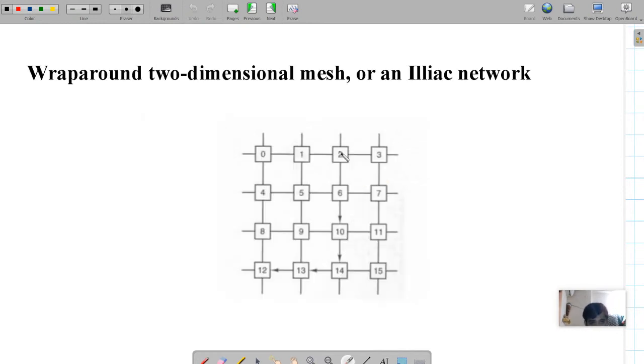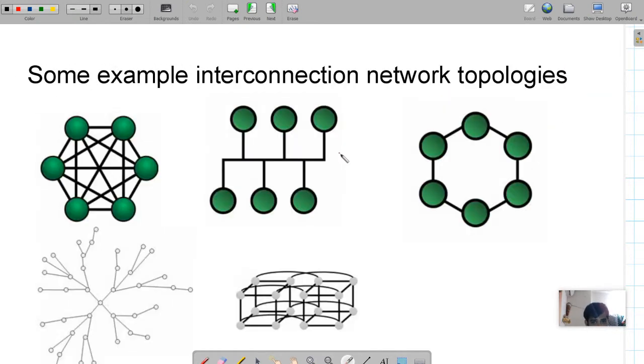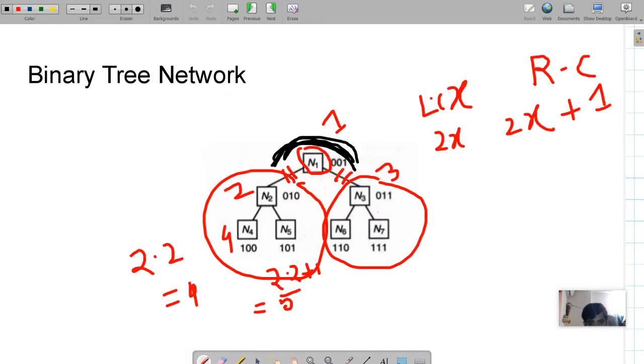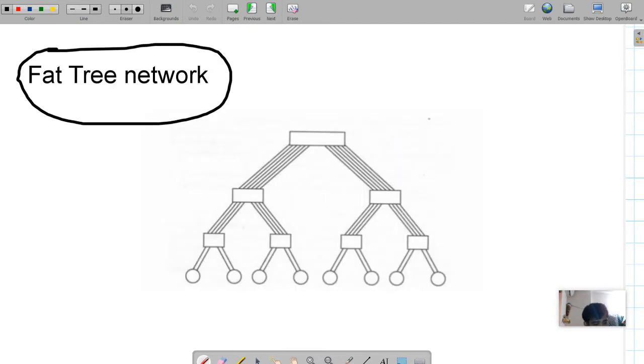And next, you can have ring interconnection network. In this case also, you can see that the degree of each and every node is basically 2. Yes, I will come to this later on.